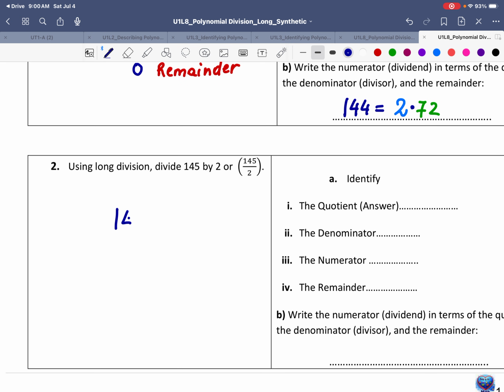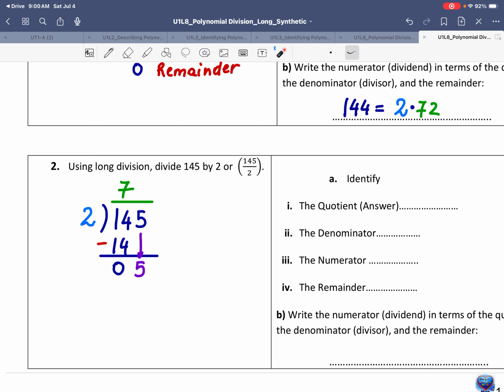This time we have 145 divided by 2. So we are setting up the division the exact same way. I'm going to say 2 goes into 14 7 times. 7 times 2 is 14. We'll subtract this number. And we have 14 minus 14, 0. We'll bring down number 5. 2 goes into 5 2 times. 2 times 2 is 4. We'll subtract 4, and 5 minus 4 equals 1. So 2 doesn't go into 1, so this is where we stop the division.